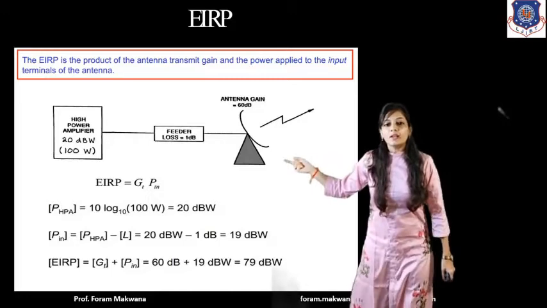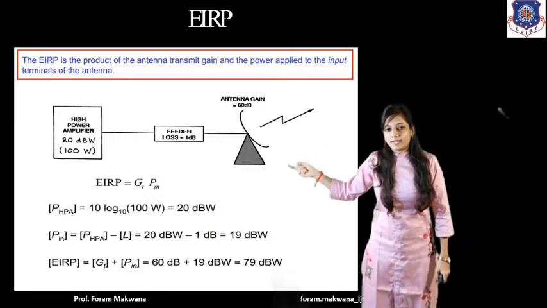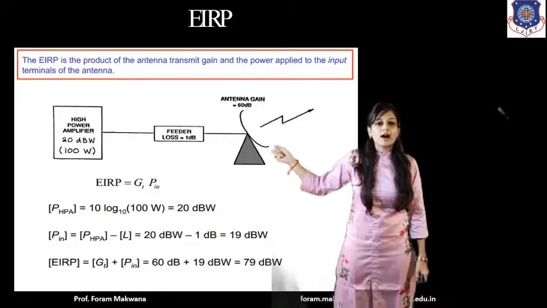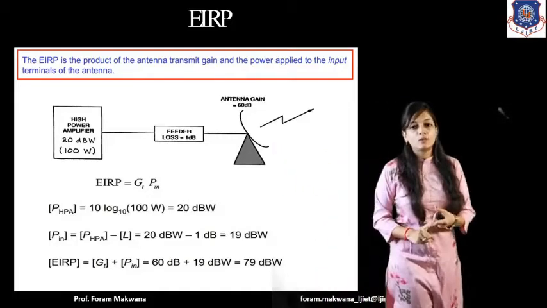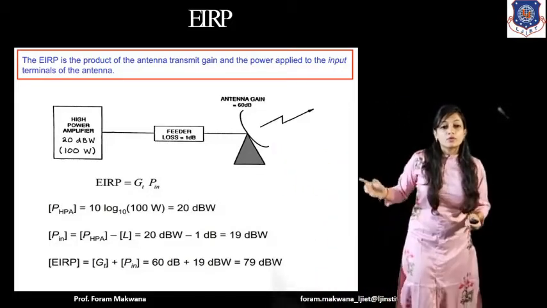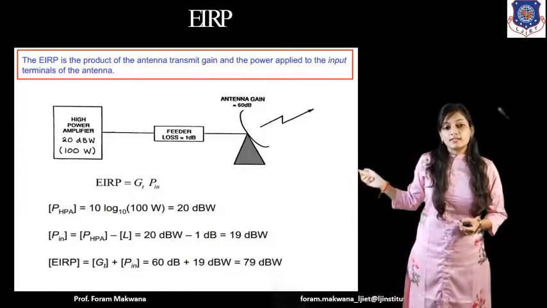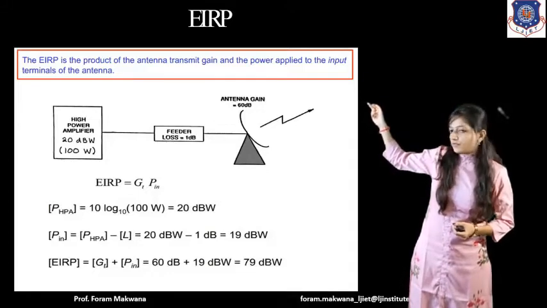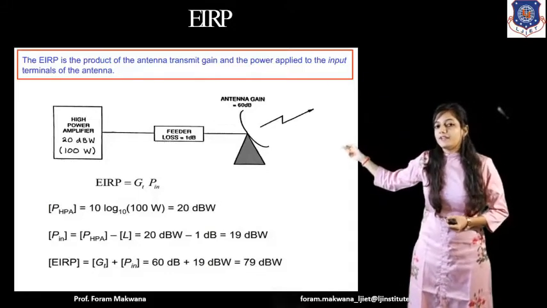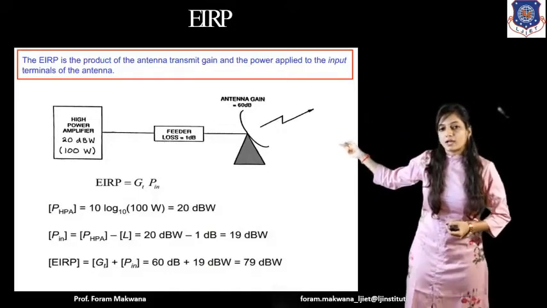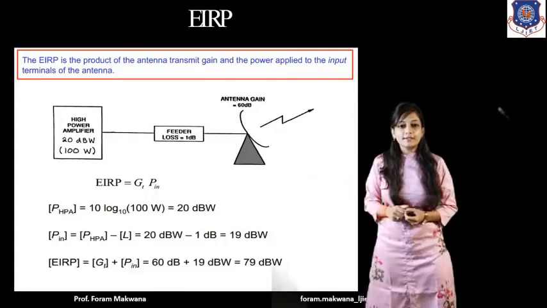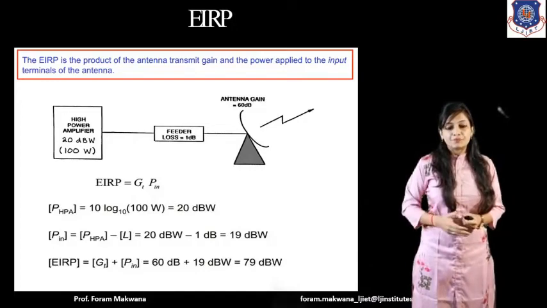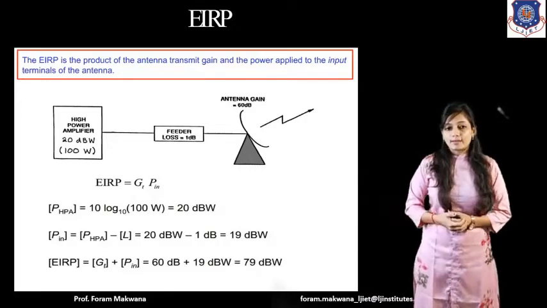Apart from that, the gain of the transmitting antenna is there. And second, what is the high power amplifier's power, right? The gain given for the antenna is 60 dB, and the feeder cable loss is given as 1 dB, right? Now what are we going to do? We are going to calculate EIRP first.